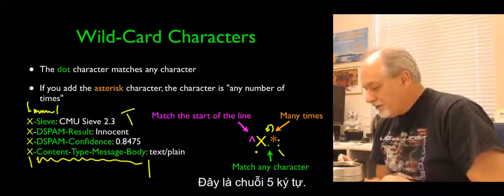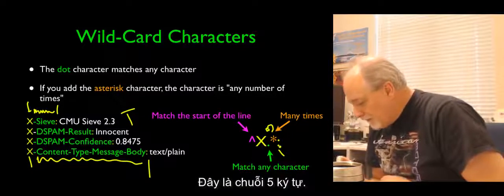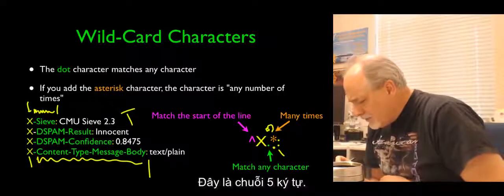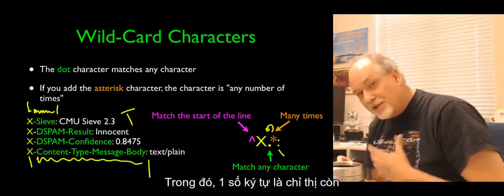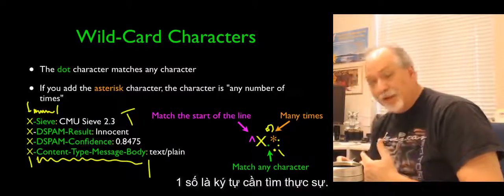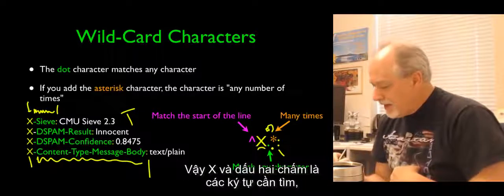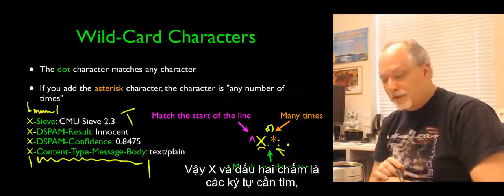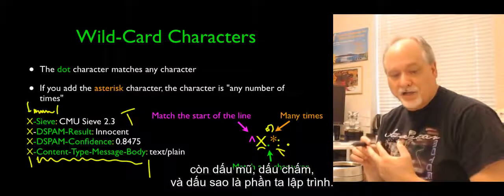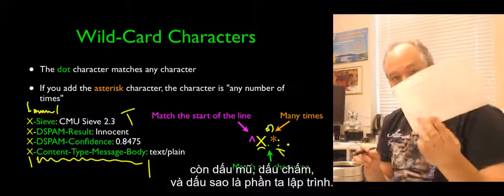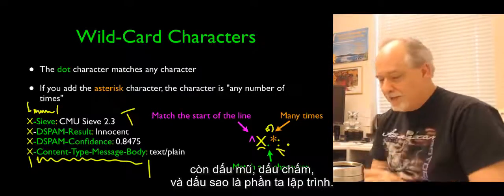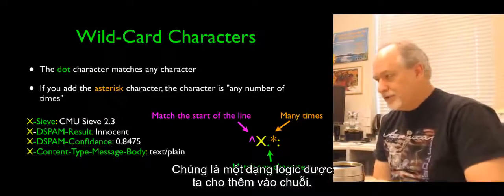And so in this five character string, some of these things are like instructions, and some of them are the actual characters we're looking for. So the x and the colon are the characters we're looking for, and the caret, dot, and star are programming, right? They are logic that we're adding to the string.